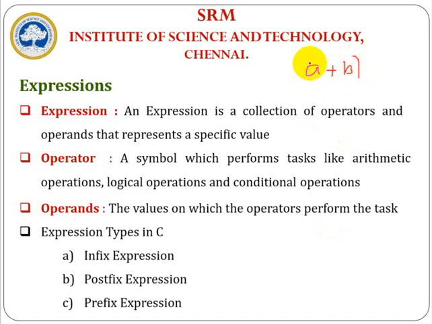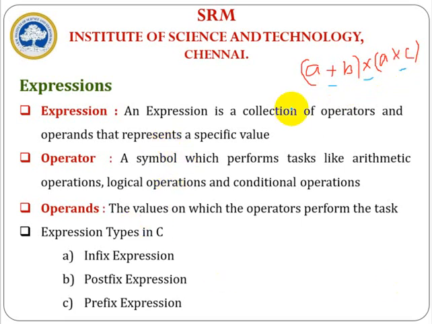If I try another one, let us say A multiplied by C. So this entire thing we will call an expression. In this there are two basic symbols. One is the operator. Here the operators are addition and multiplication.